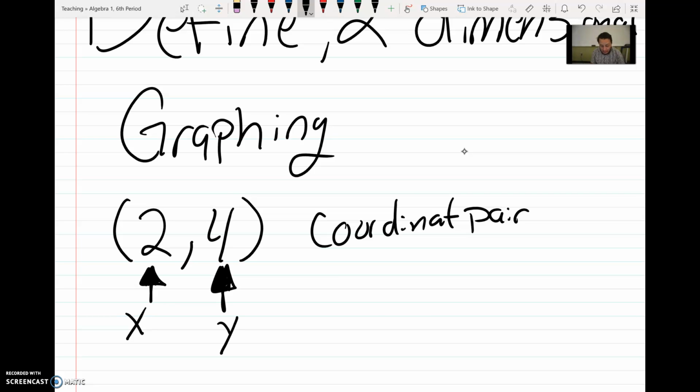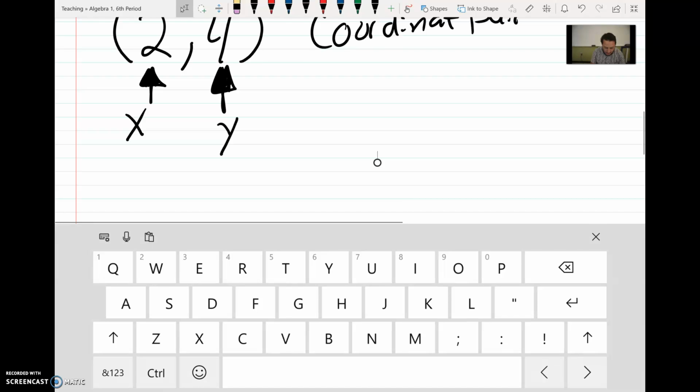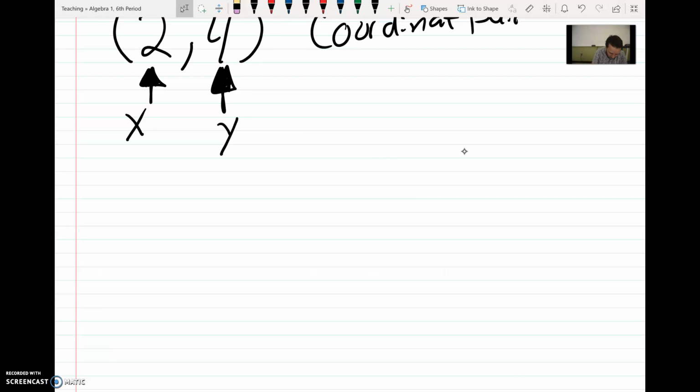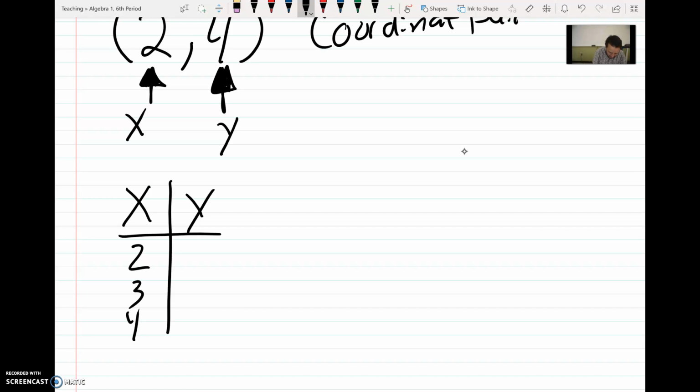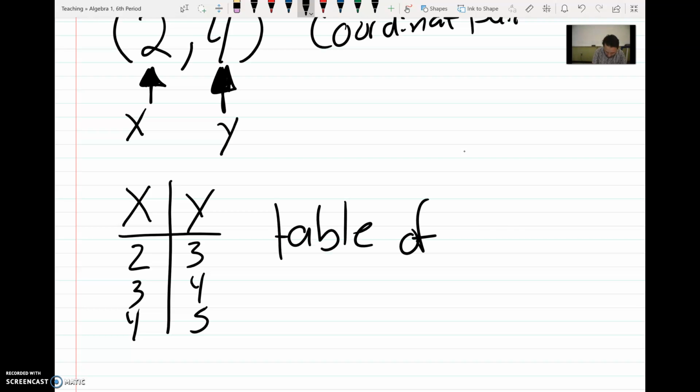The next thing that we took notes on today was understanding what a table of values is, right? Some of you may know this as your T-chart or your T-table. It's all the same thing. So I'll have some numbers here, and they correlate to some other numbers, right? And we call this a table of values. Very straightforward, right? Notice that there's x's on my left and there's y's on my right.